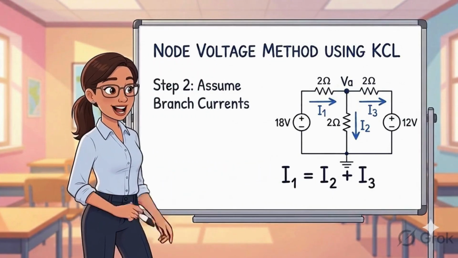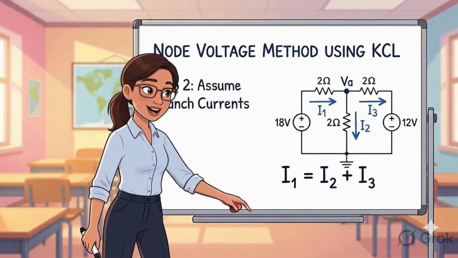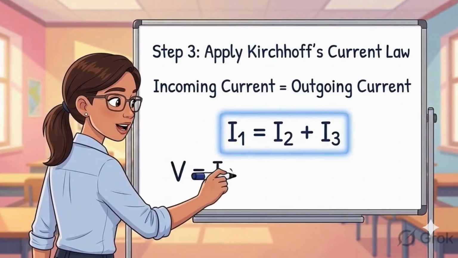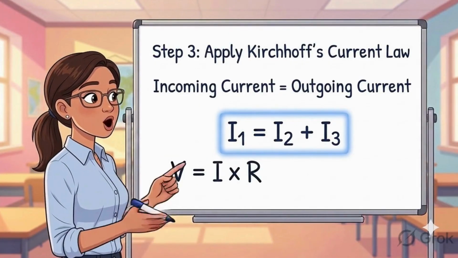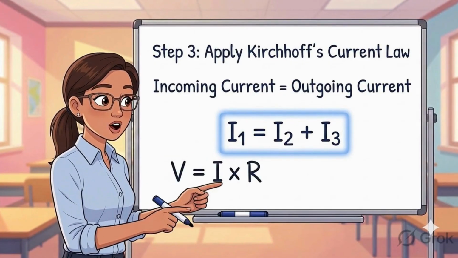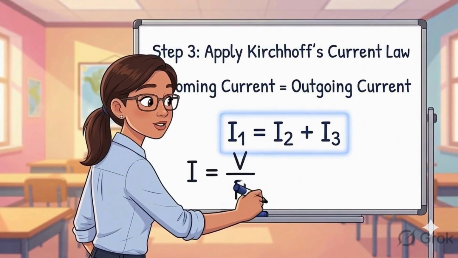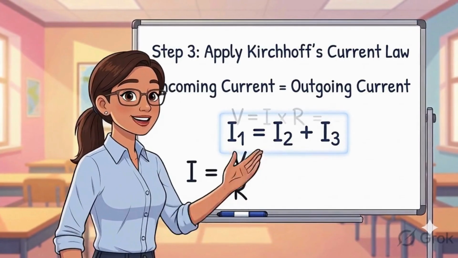Therefore, the equation becomes I1 equals I2 plus I3. Now, according to Ohm's law, V equals I times R. Therefore, I equals V over R. We will apply Ohm's law.